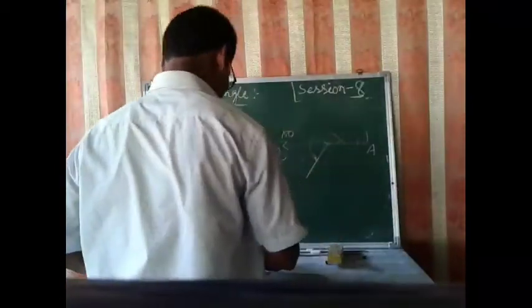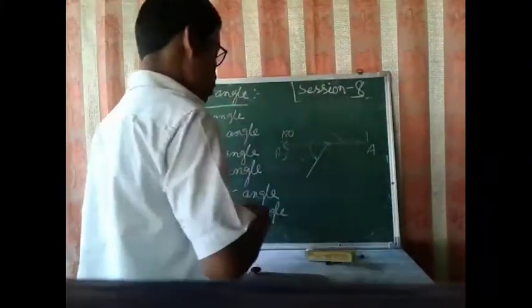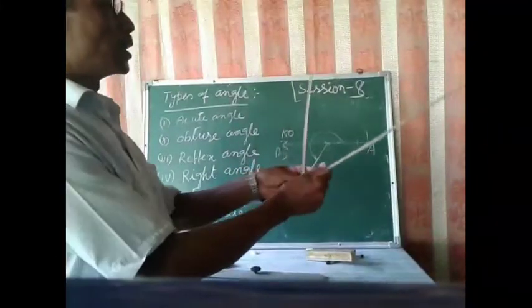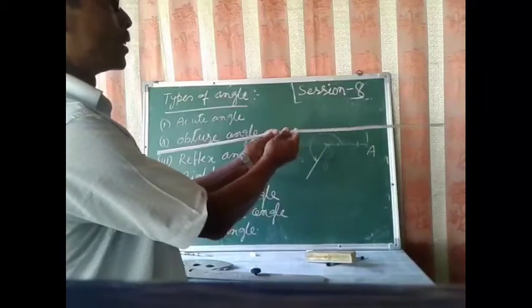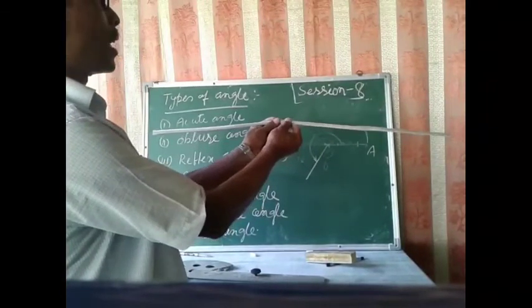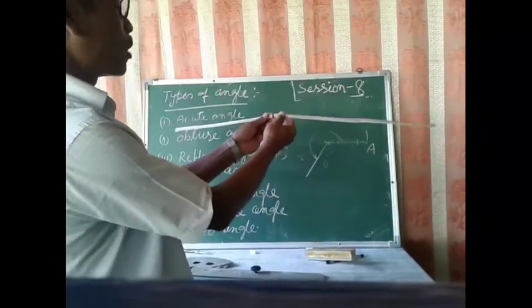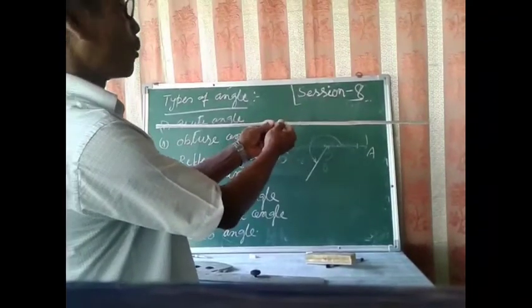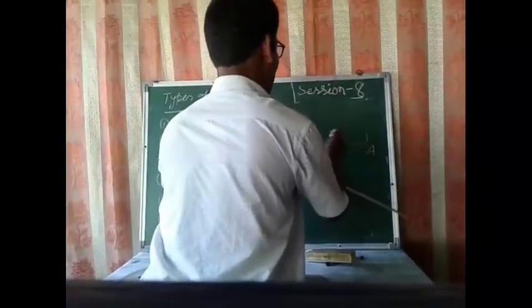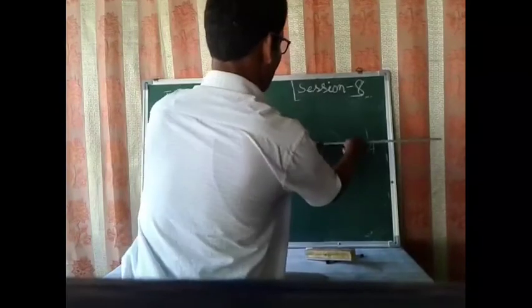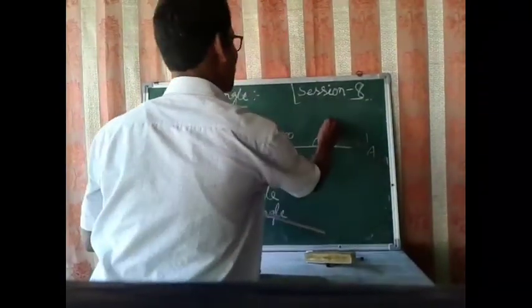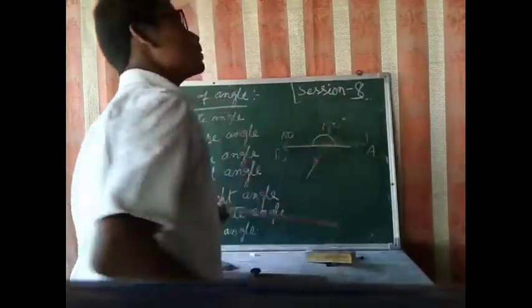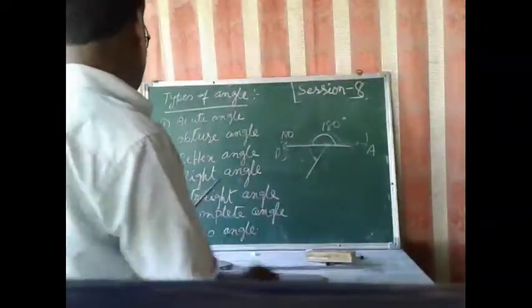What is a straight angle? Suppose there are two arms or two rays, these two rays form an angle when they are opposite to each other. These are the arms of an angle. When two arms, two rays, are in opposite directions, this angle is known as a straight angle. When they lie opposite to each other, then this angle is known as 180 degrees or a straight angle.